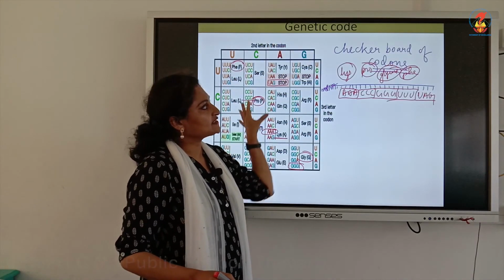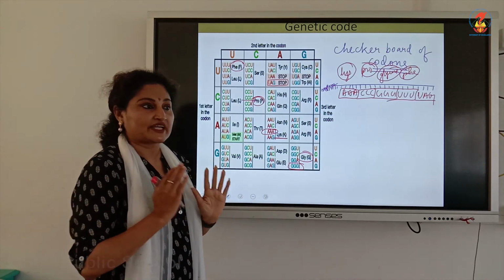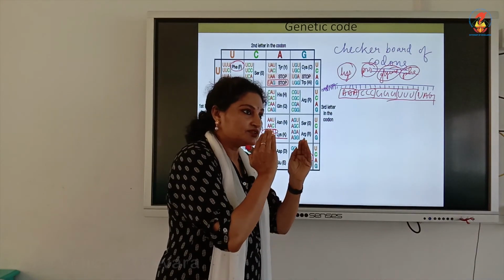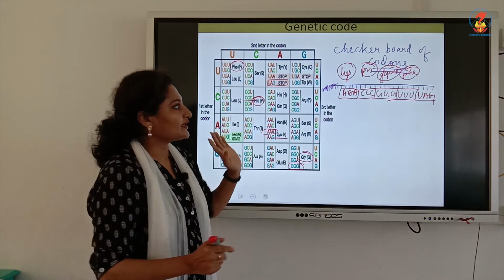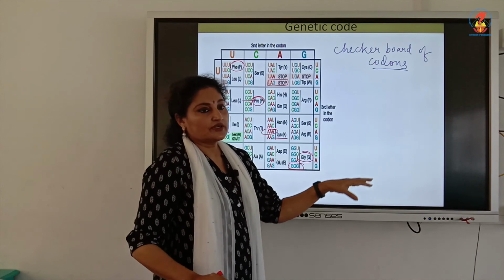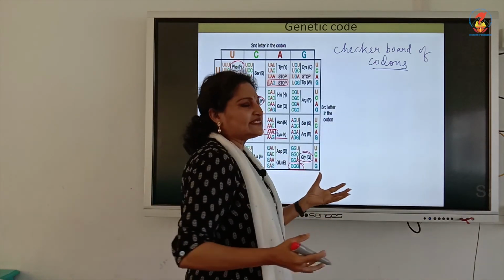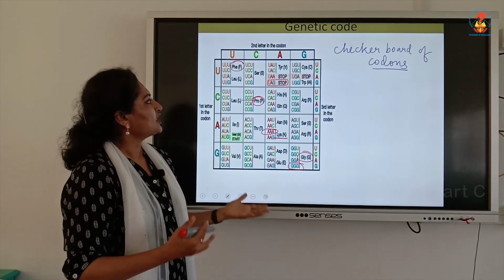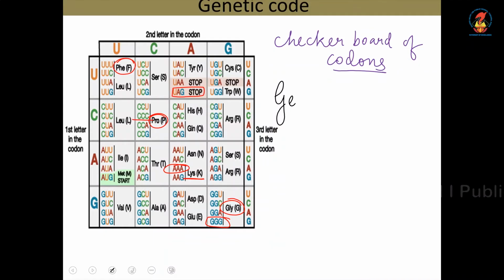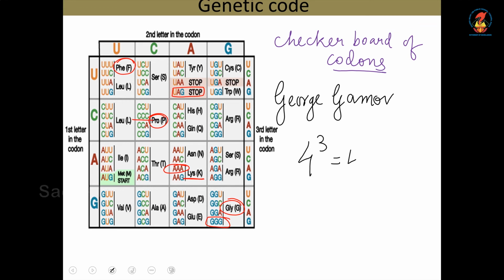So now you understand what it is. This serves as a checkerboard for you to check the codon on the mRNA and cross check which amino acid is going to come. This checkerboard was proposed by many scientists who put their heads together to form this. And finally, it is a physicist named George Gamow who gave this permutation combination of 4 raised to 3, 4 into 4 into 4, giving 64.